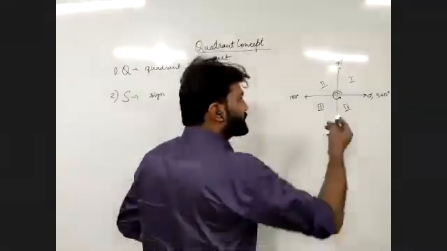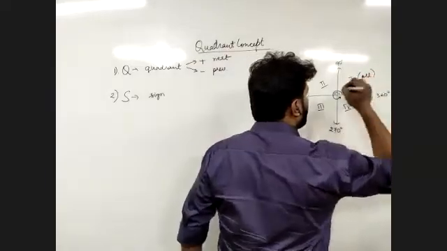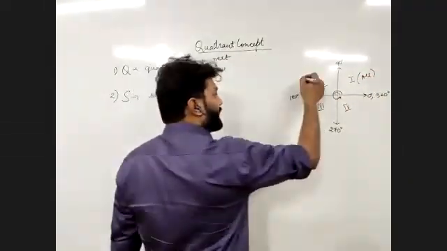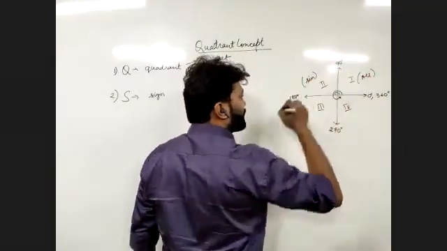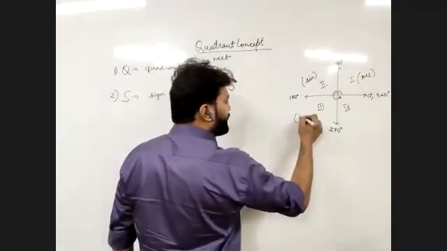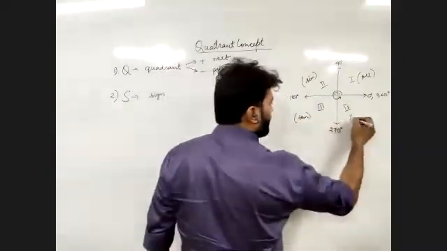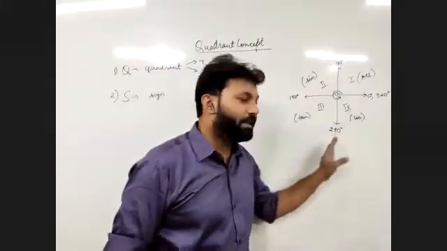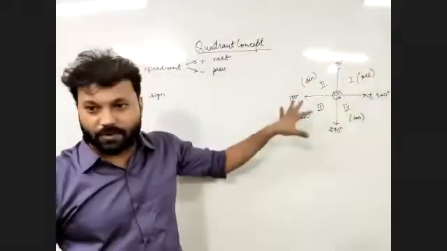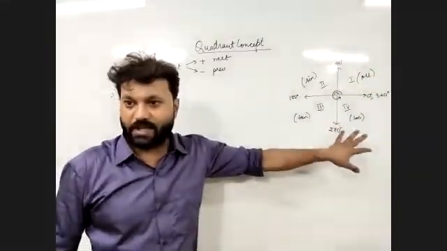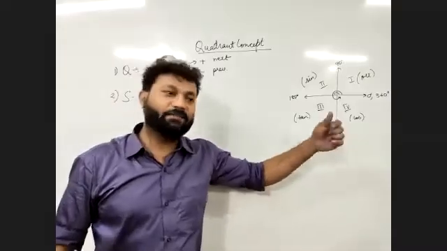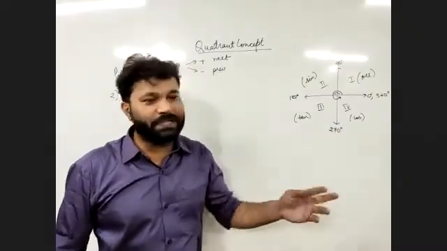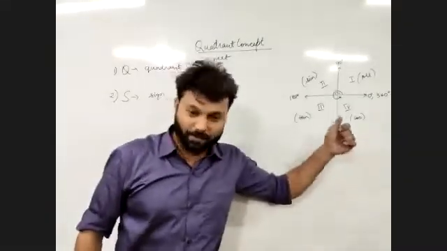In the first quadrant, all the values are positive. In the second quadrant, sine is positive. In the third quadrant, tan is positive. And in the fourth quadrant, cos is positive. This all sine, tan, cos means that in these quadrants, these respective T ratios will be positive, others will be negative. Very simply you can correlate this. I'll tell you the logic behind this afterwards.